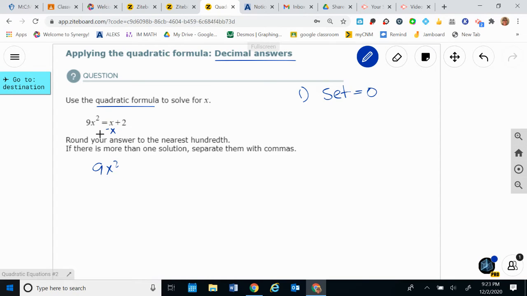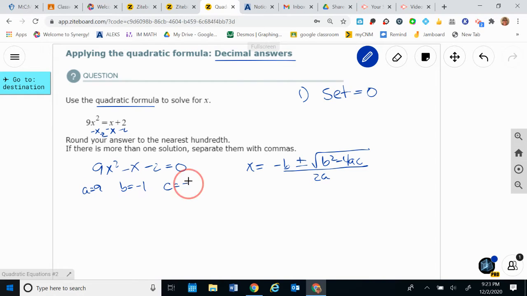We're going to subtract x from both sides, right? So it's going to be minus x. Subtract 2 from both sides. I don't actually show this work, you guys, because I think it's useless, but there you go. Okay, now we've done it. Now it says use the quadratic formula. So here we go. X equals negative b plus or minus the square root of b squared minus 4ac over 2a. A equals 9, B equals negative 1, and C equals negative 2.